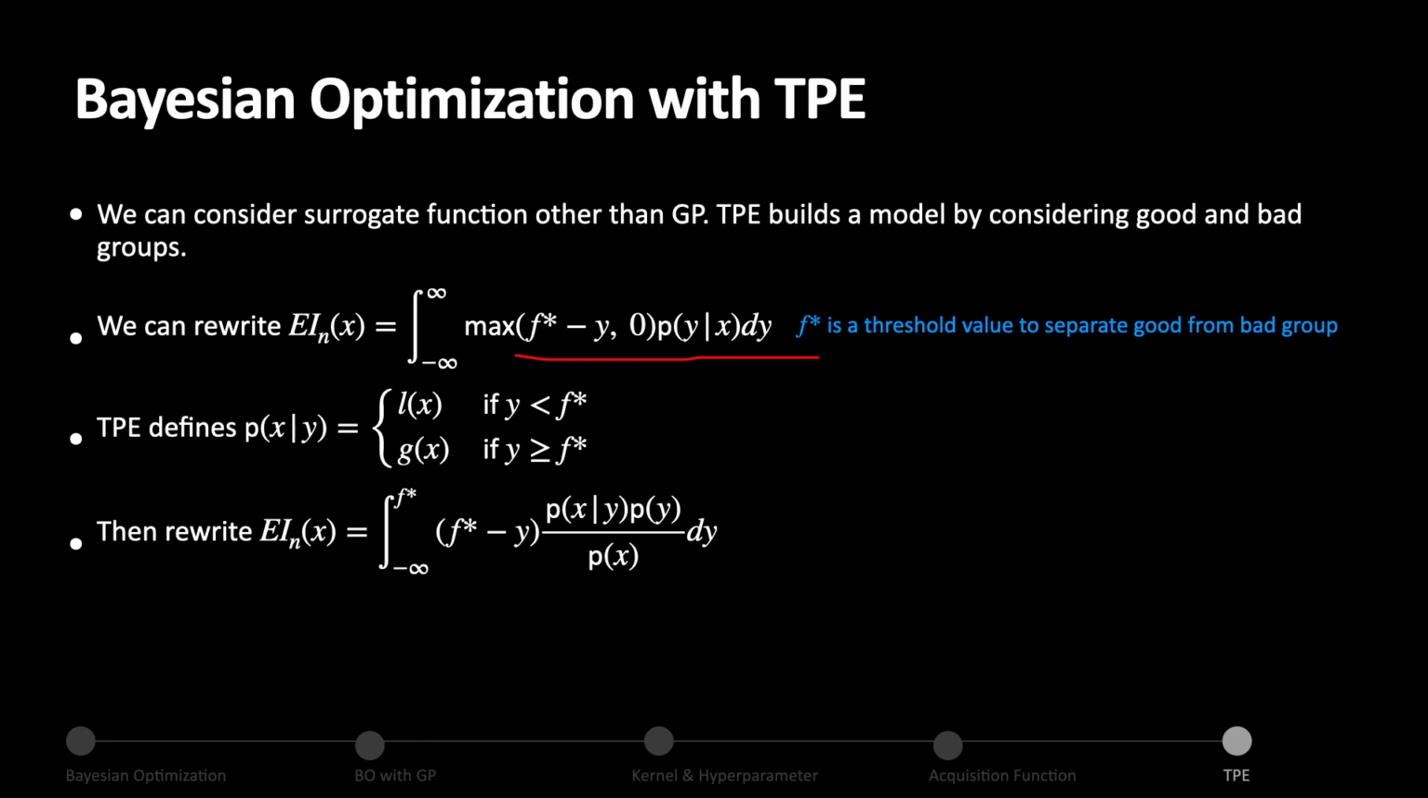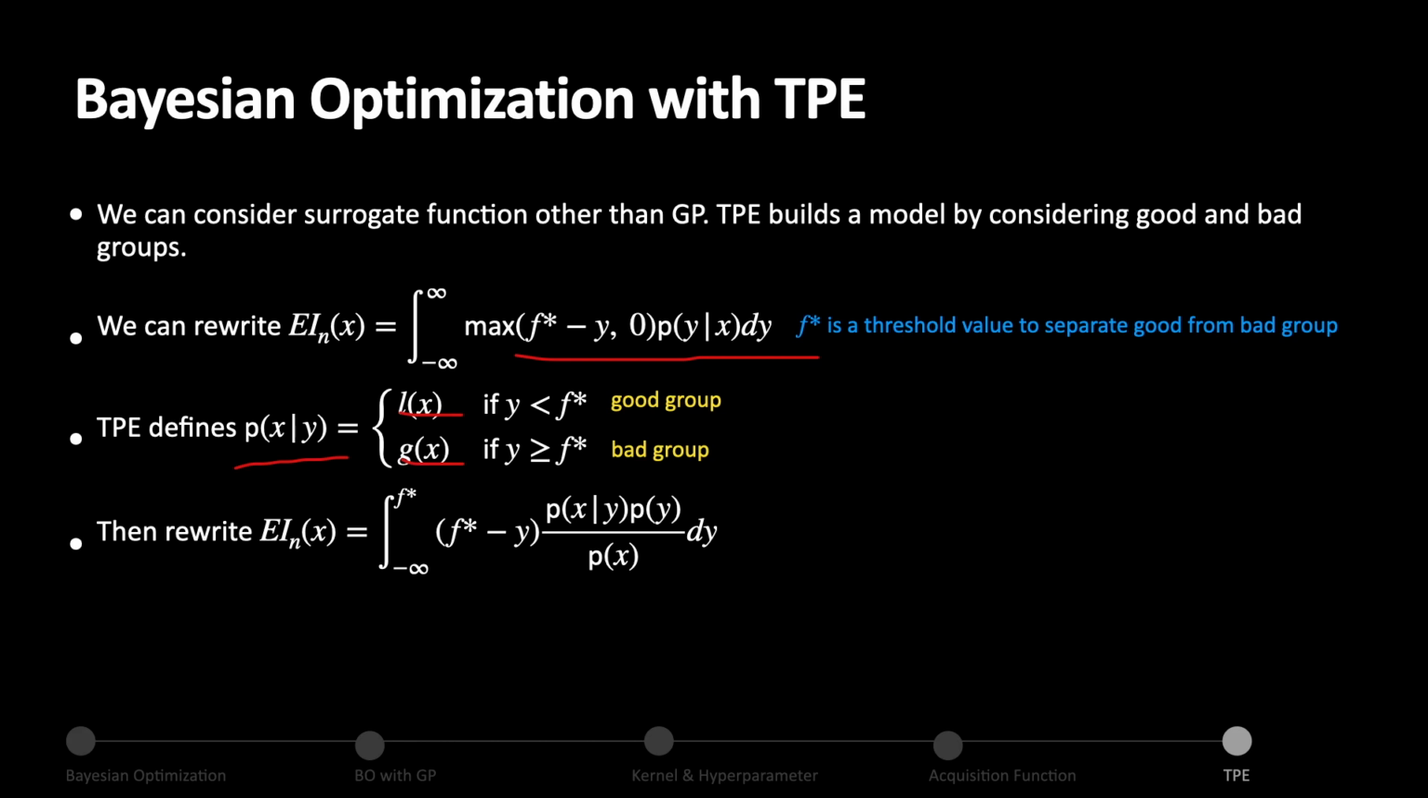TPE does not model p of y given x directly. Instead, it models p of x given y. So we can write p of x given y conditionally. If y is smaller than f star, then we write it as l of x. If y is larger than or equal to f star, we write it as g of x. The l of x is the good group because we try to minimize our f of x, and the g of x is the bad group.